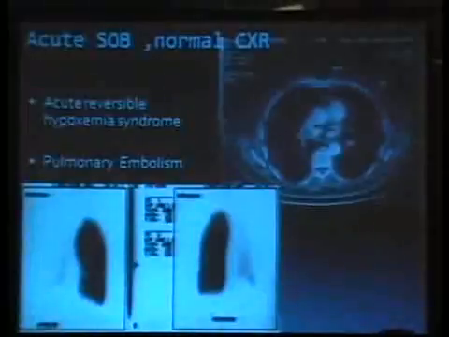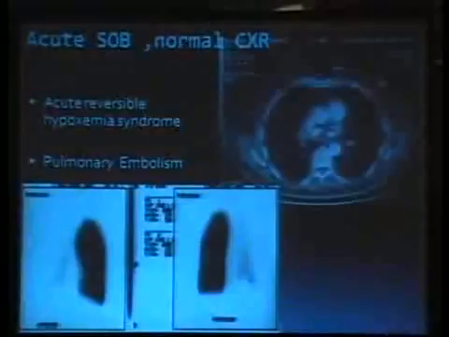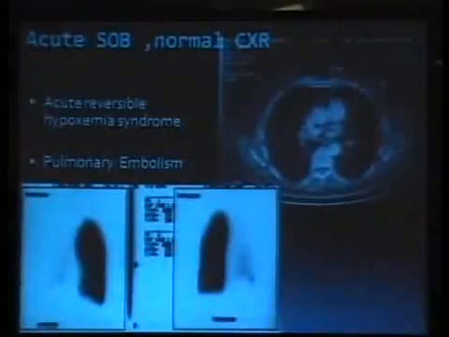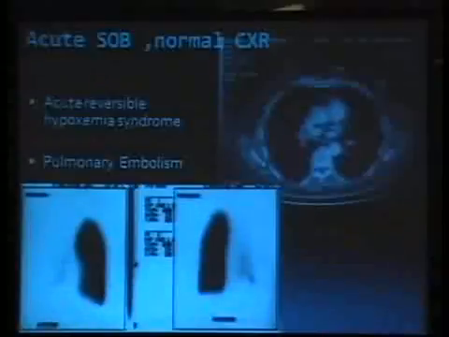Acute onset of shortness of breath with a normal chest x-ray. Always think of the acute reversible hypoxemia syndrome, which is due to complement activation in the lungs, or a pulmonary embolism. This is a spiral CT scan with contrast in the pulmonary vessels. This is the right main pulmonary artery, and you can see the filling defect right here, and this is a large clot which is occluding the right main pulmonary artery. This is a matching perfusion scan where you can see that there is perfusion on the left side and no perfusion in the entire right lung.